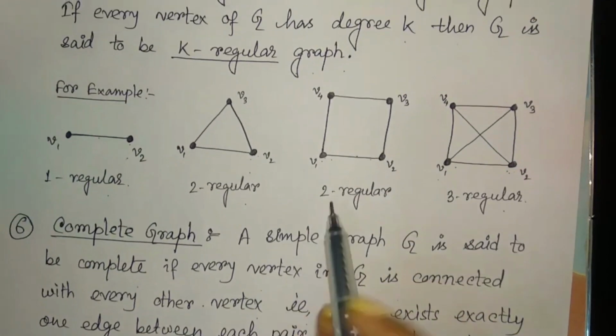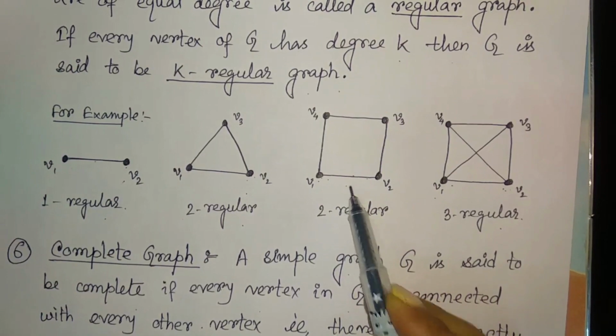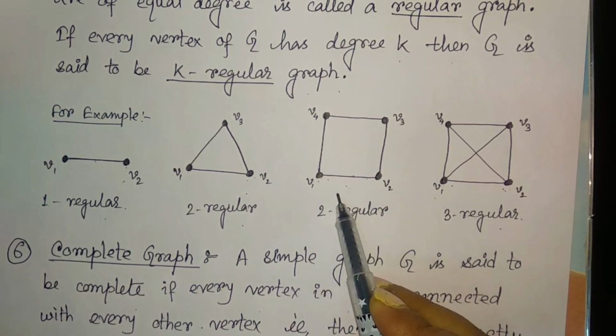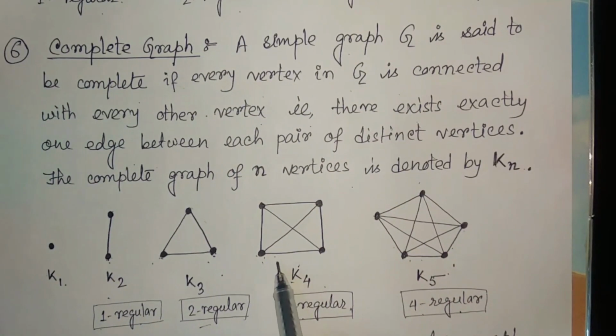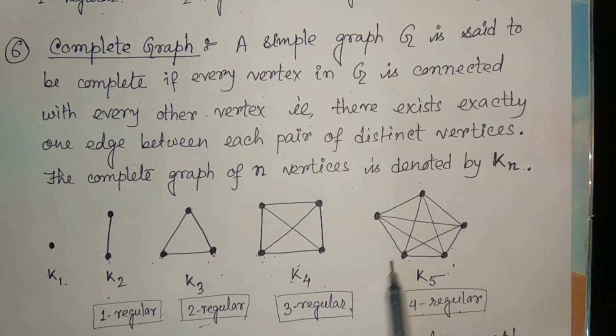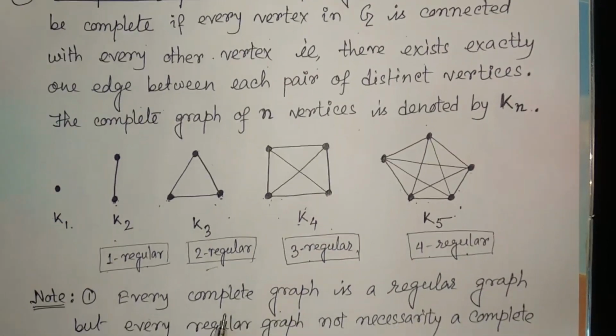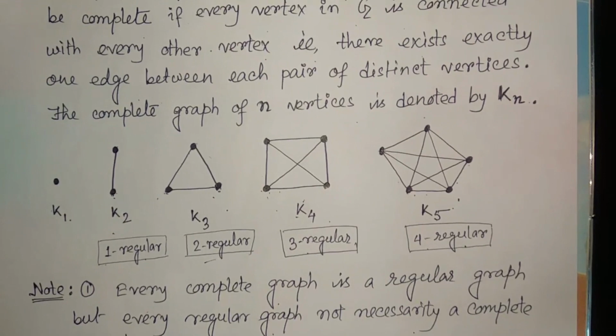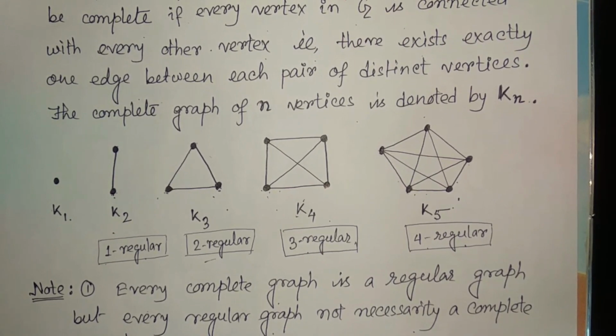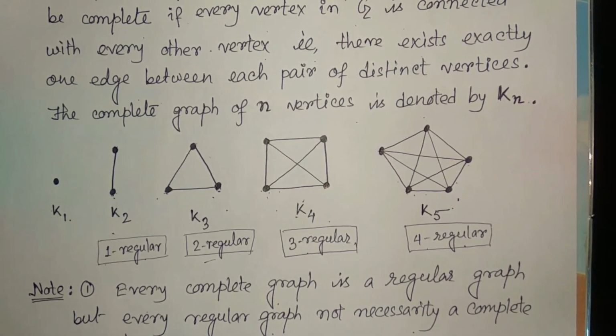Just look, this one is a regular graph, but it is not a complete graph. But this one is complete as well as regular. The second conclusion we can draw from here is that Kn, the complete graph with n vertices, has exactly n(n-1)/2 edges.